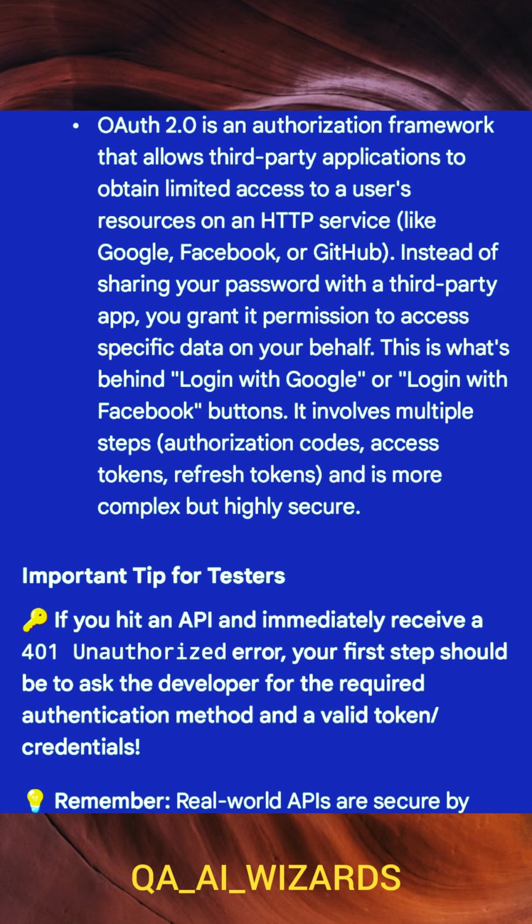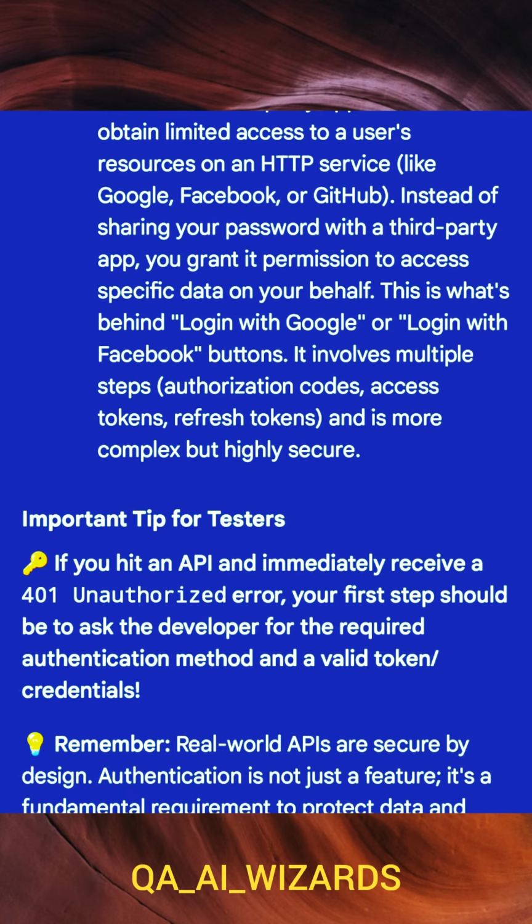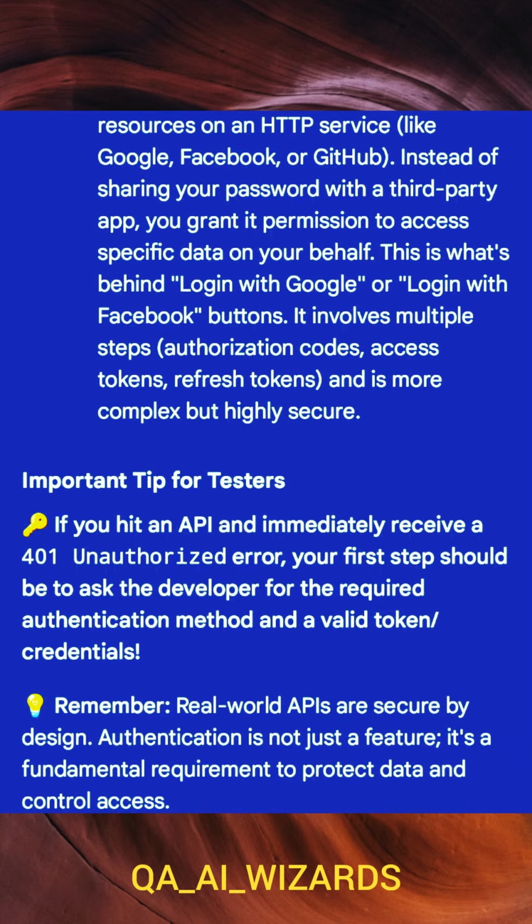Important tip for testers. If you hit an API and immediately receive a 401 unauthorized error, your first step should be to ask the developer for the required authentication method and a valid token/credentials. Remember, real-world APIs are secure by design. Authentication is not just a feature, it's a fundamental requirement to protect data and control access.